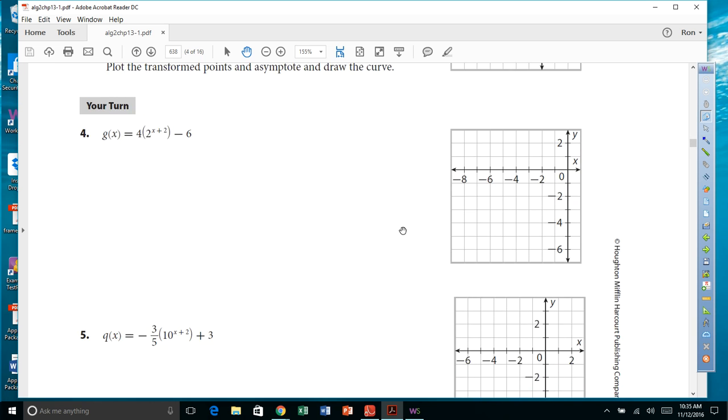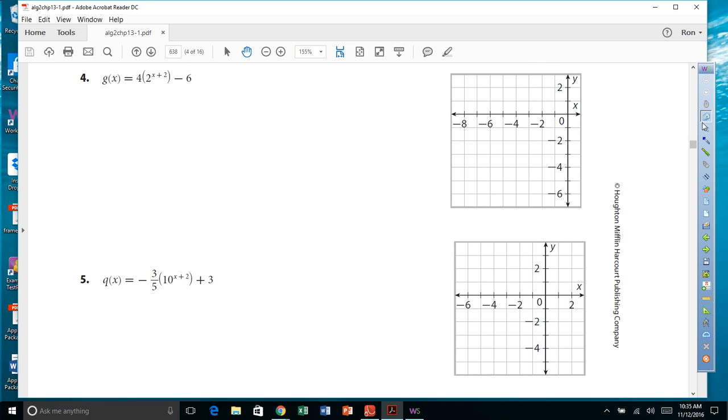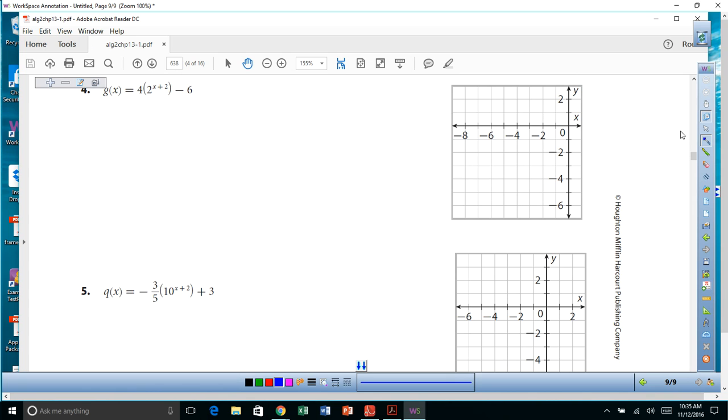Your turn. So let's take a shot at it. Okay. A. What is a? a equals 4. h equals negative 2. And then k equals negative 6, right?